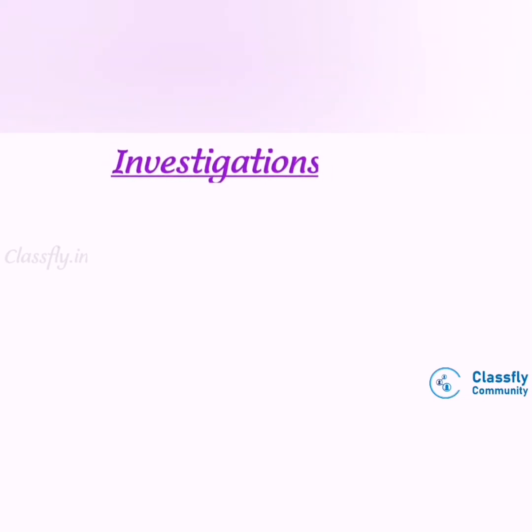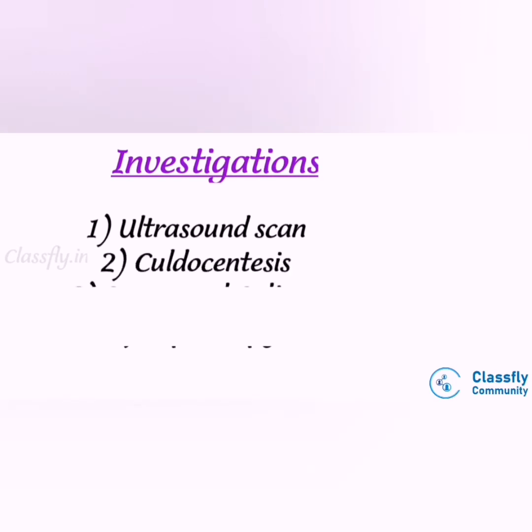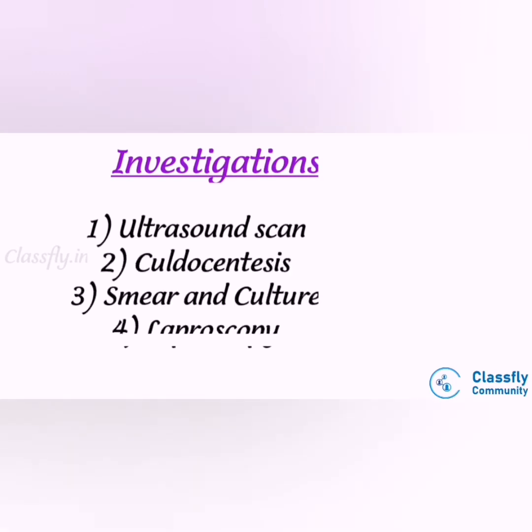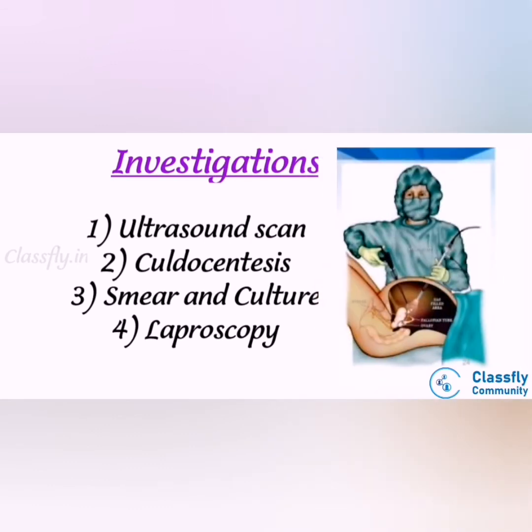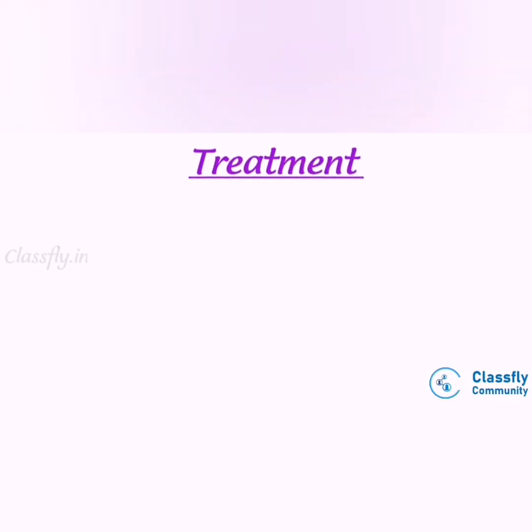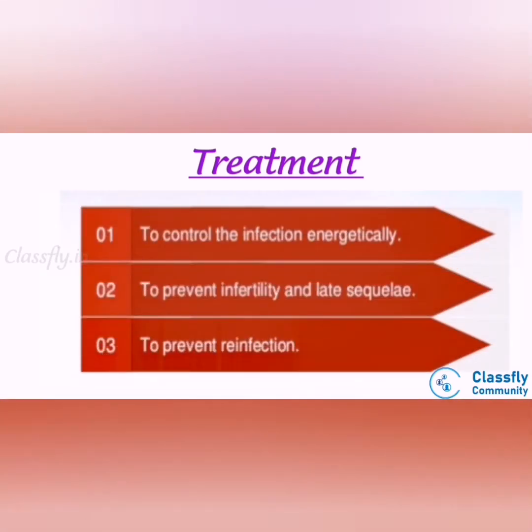The investigative methods are first one, ultrasound. Second one, culdocentesis, that is aspiration of peritoneal fluid, and if its WBC exceeds 30,000 cells per ml it is termed as acute PID. And third one is smear and culture from urethral secretion. Fourth one is laparoscopy. Next, move on to treatment. The principles of therapy involve first one, to control the infection energetically, second one, to prevent infertility and late sequelae, third one, to prevent reinfection.